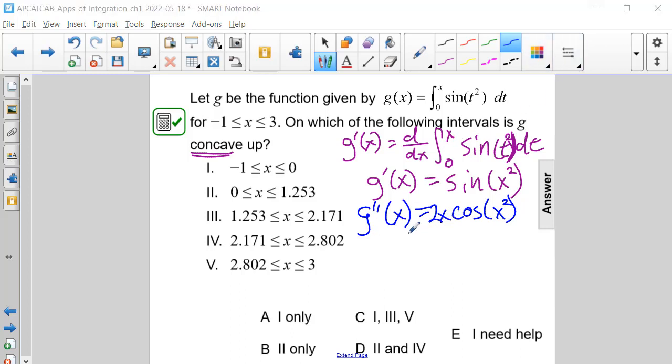And now to determine the critical values of the second derivative, we need to set both of these pieces equal to 0. So 2x is equal to 0, so x would be 0. And then where is the cosine considered to be 0? Well, cosine is 0 at plus or minus pi over 2, plus or minus 3 pi over 2, plus or minus 5 pi over 2, and so on. So we're going to use these values to set x squared equal to each of them and solve.